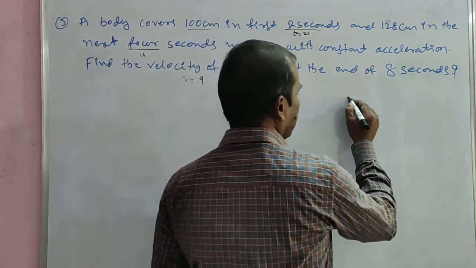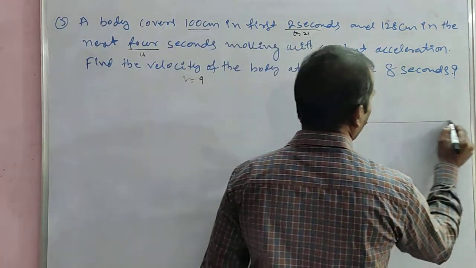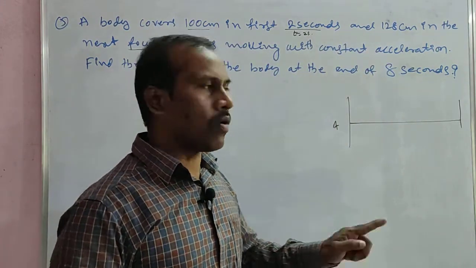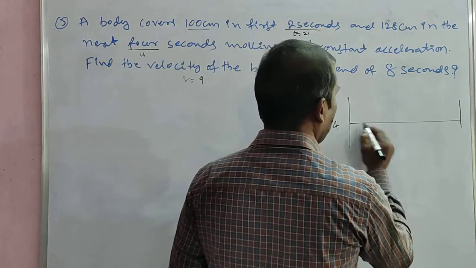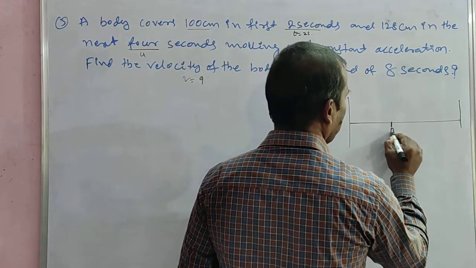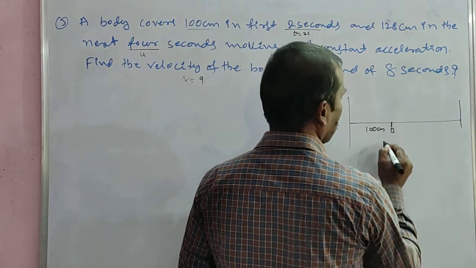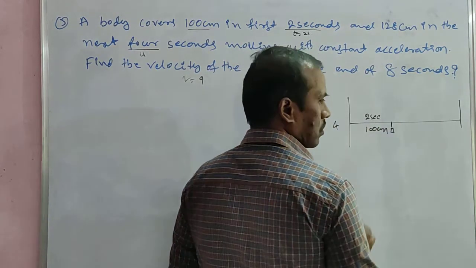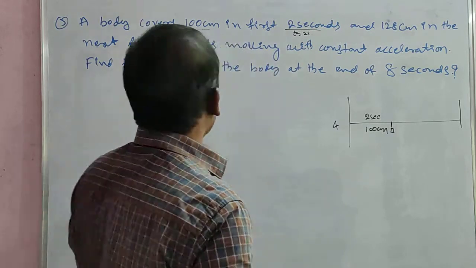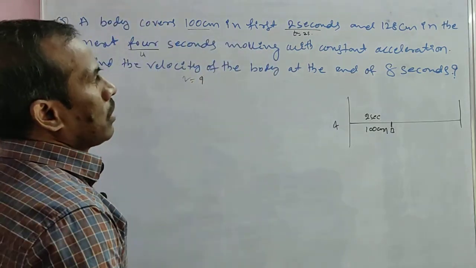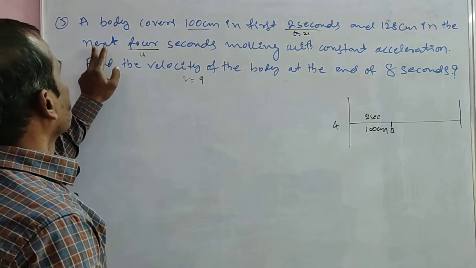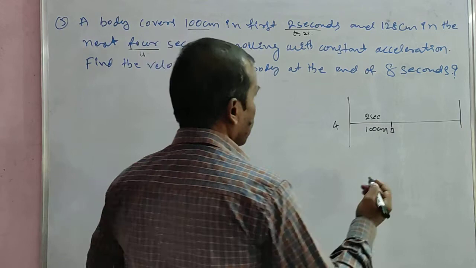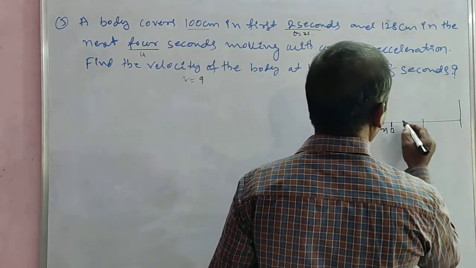First of all, here A is the starting point. In the first 2 seconds, the distance travelled is, for example, A to B, which is 100 centimeters. Next, 128 centimeters in the next 4 seconds. That is equal to 128 centimeters.